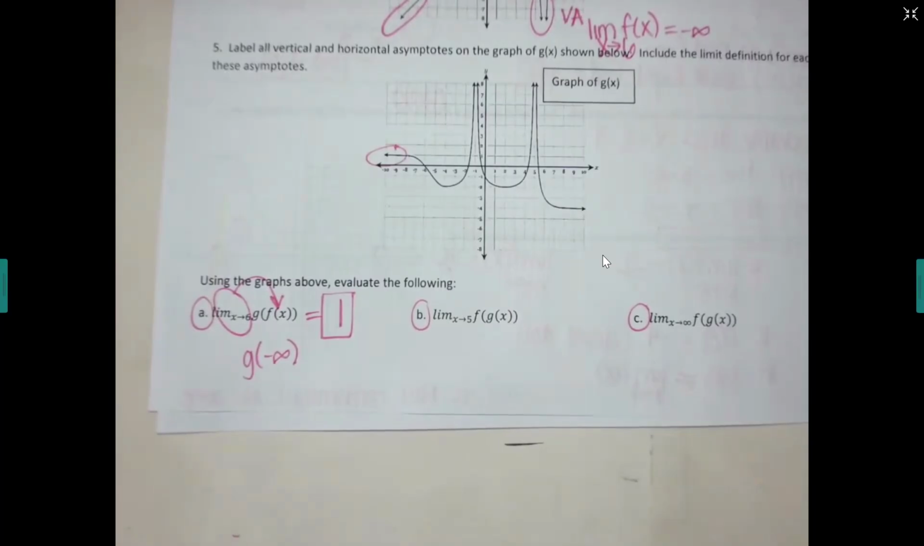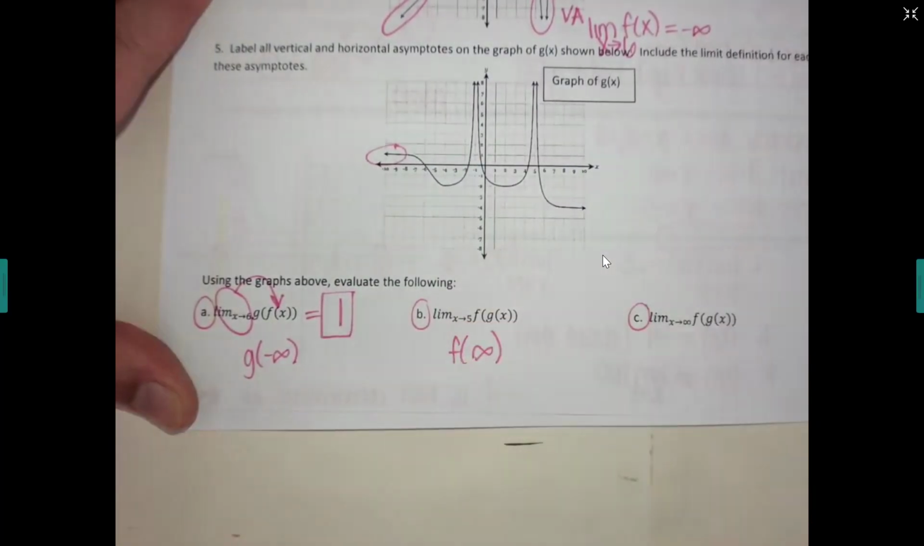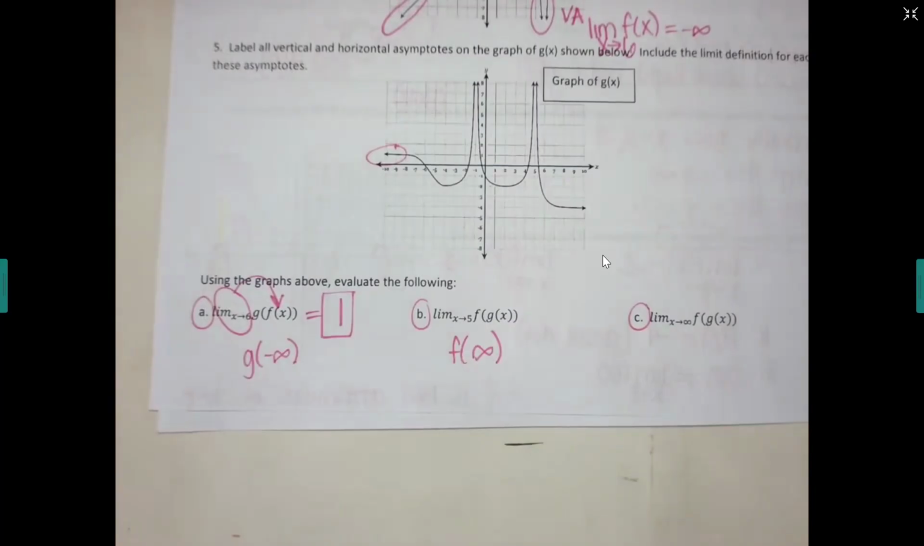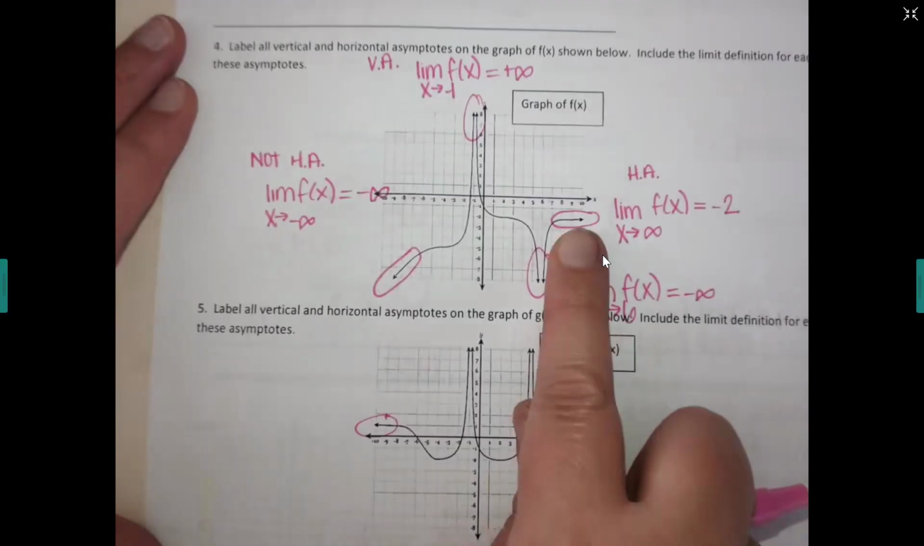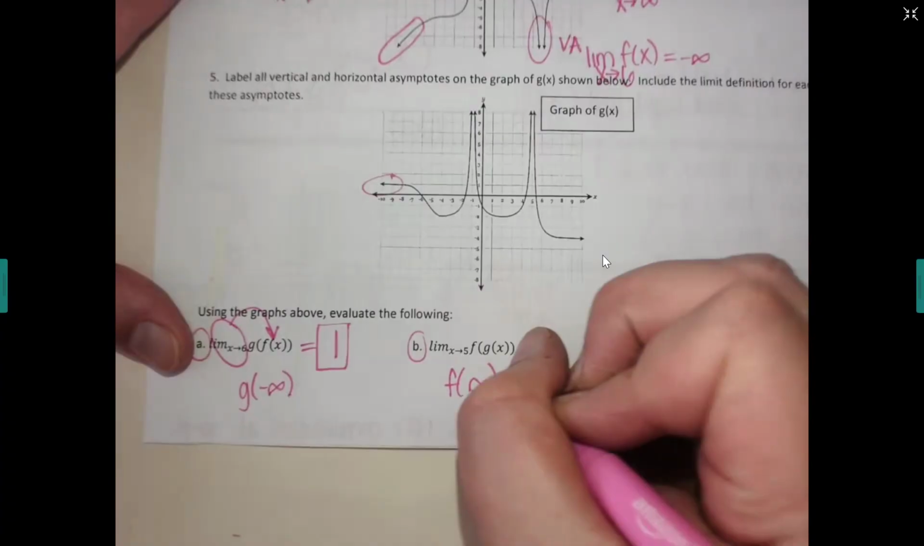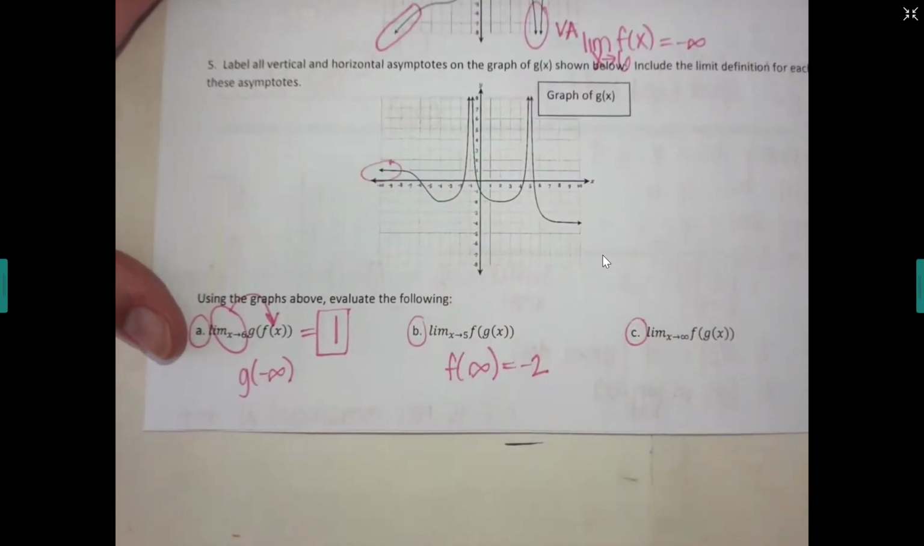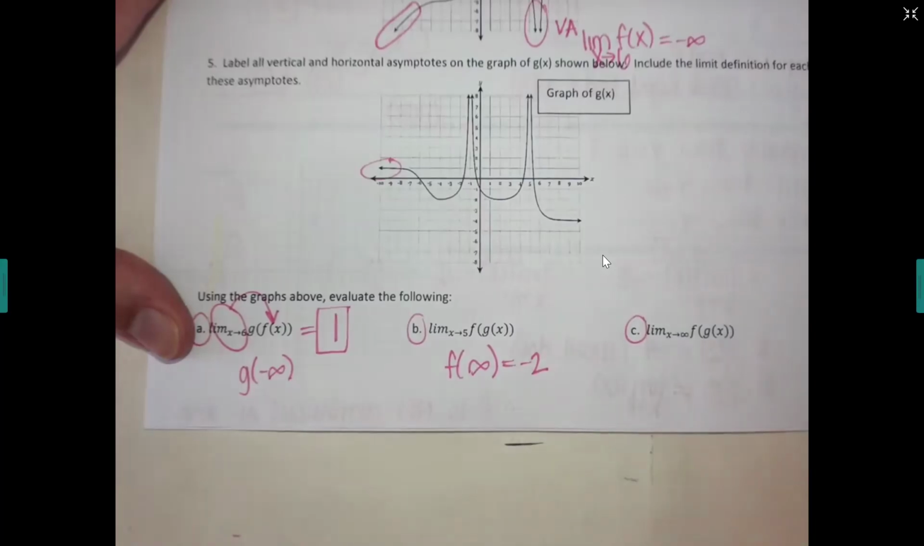Okay, for letter B, we're approaching 5. Remember, the middle graph goes first, so I'm starting on G. As I get closer to 5, what is G's graph doing? Then I want positive infinity on F, which would be the left or right end? The right end. And what's the right end doing on F? -2. Okay, for the last one, your answer should have been -5. Did we get it? Okay, if you haven't, give it a try.